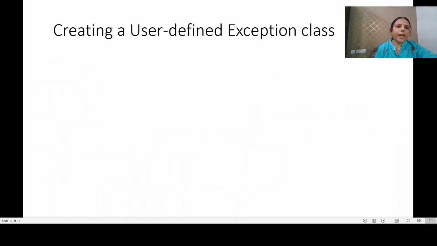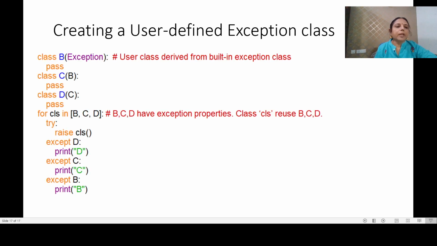Now we can also define or create a user-defined exception using a class. If you are going to use a class, then you have to make that class a subclass of Exception. See, here I have written a class B and I have written Exception. Exception is a parent class, a built-in exception class. And here I am writing the statement pass, which means nothing is to be executed. I am creating two more classes, C and D. C is the child class of B and D is the child class of C, where I didn't write any statements.